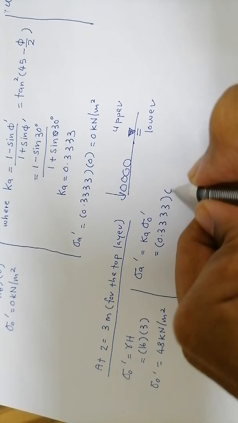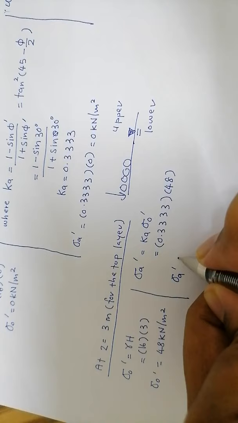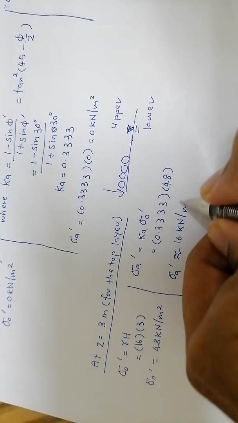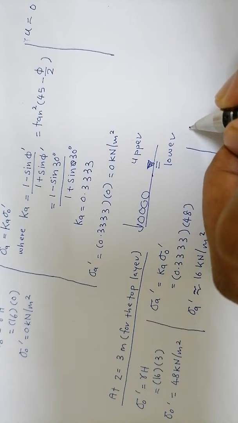48. So we got active pressure equals approximately 16 kilonewton per meter square.